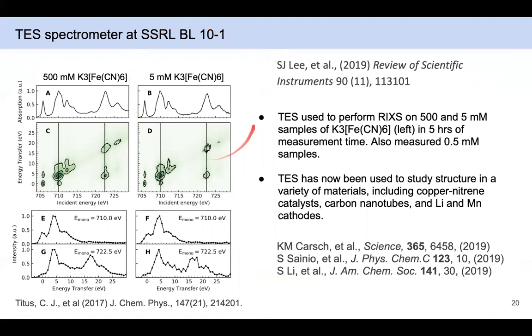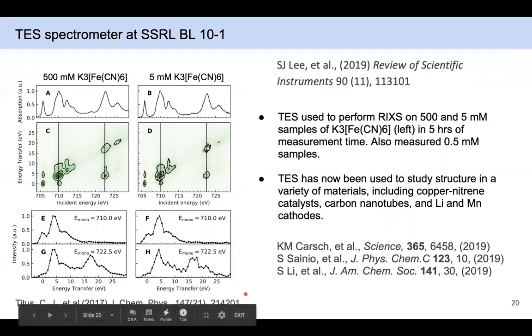This plane on the right is a measurement of a 5 millimolar sample of aqueous ferrous cyanide. It was collected in about 5 hours of measurement. So this is a good demonstration that it's possible to measure very dilute samples in a reasonable amount of time thanks to the efficiency of the TES. This paper here actually also shows results on concentrations as low as half millimolar.